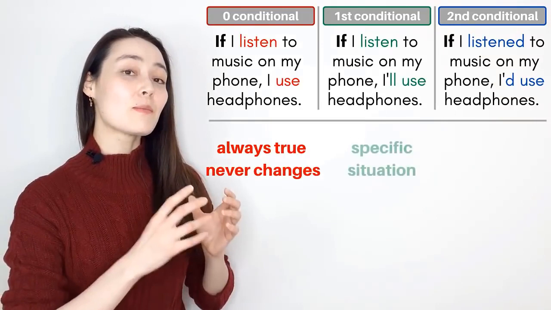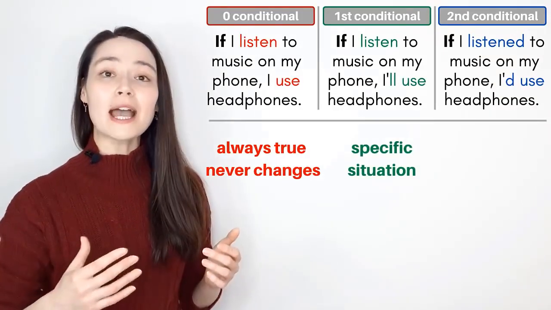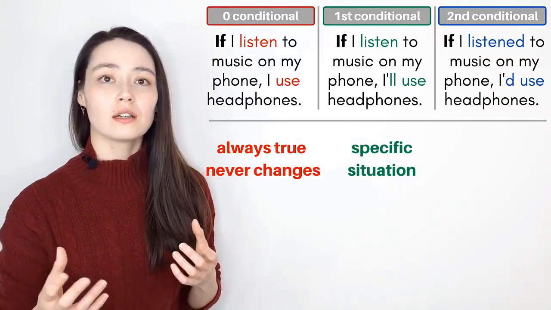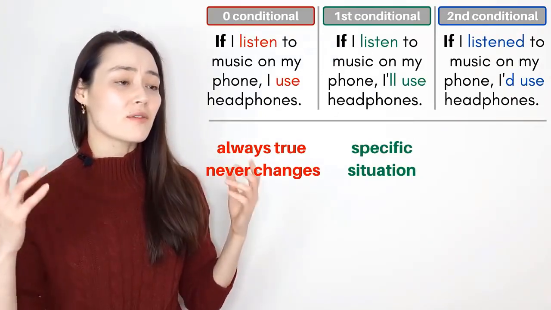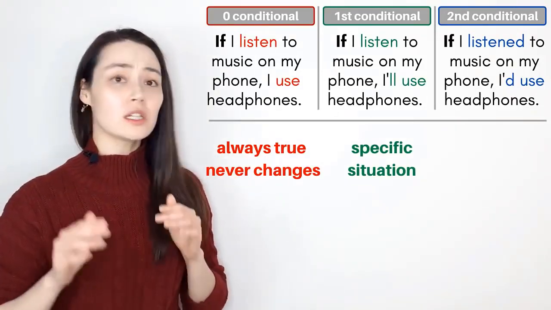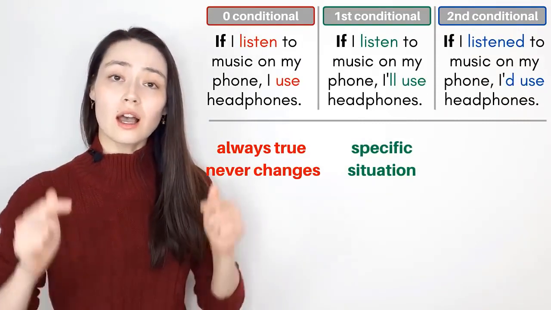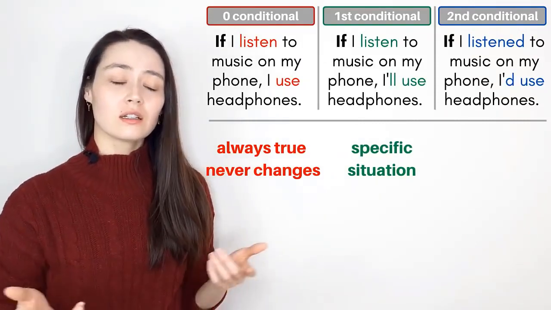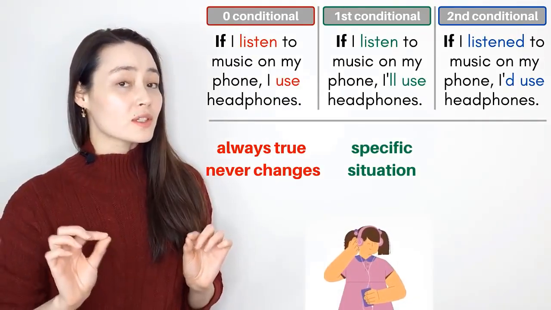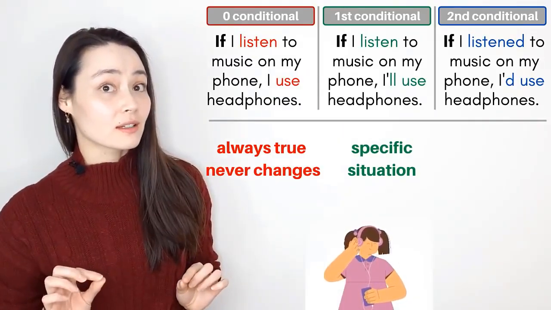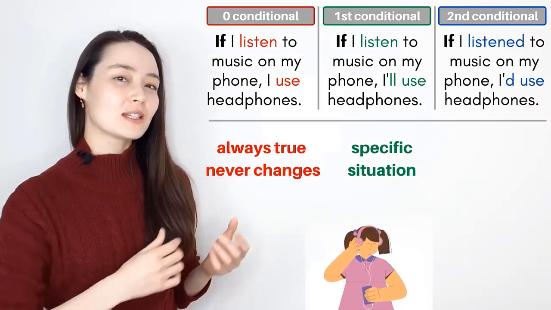First conditional, more specific. Imagine you and a friend are studying. I'm gonna take a break. I might get a coffee or listen to some music. No music. I am studying. Yeah, if I listen to music, I'll use my headphones. Okay? You won't hear anything. You can see a specific situation.